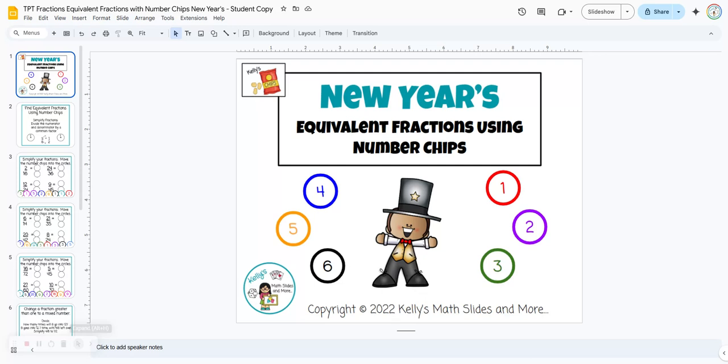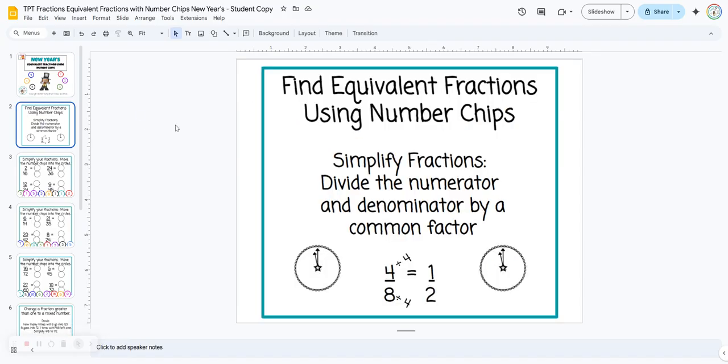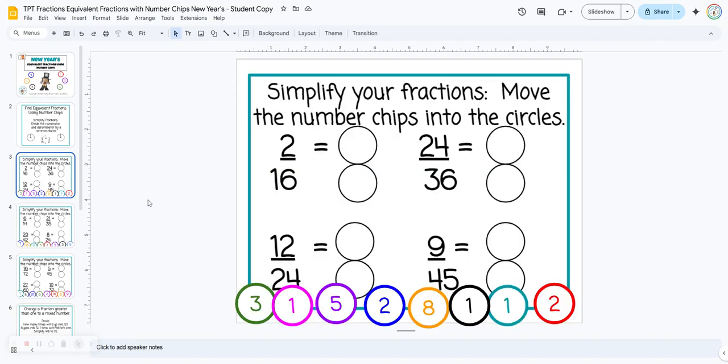Equivalent fractions using number chips. This is a digital lesson, and this one is New Year's themed. So the lesson starts with explaining how to simplify fractions. So you want to divide the numerator and the denominator by the largest common factor. And they're going to practice that on slide 3.